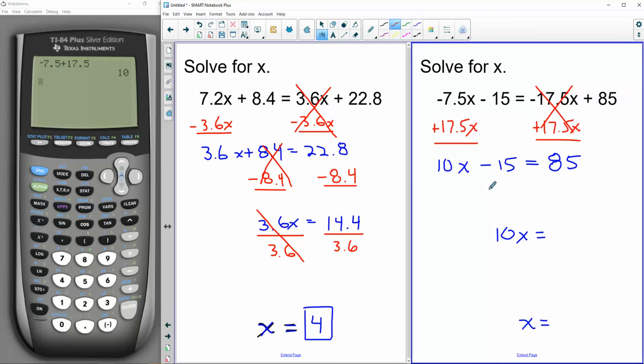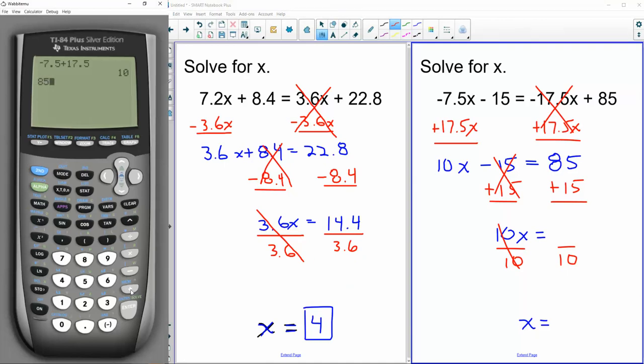All right, so how am I going to get the 10x by itself? I'm going to add 15 to both sides to get rid of that 15. How am I going to get rid of that 10? I'm going to divide by 10. And if I do it on the left, I also have to do it on the right. Okay, so that's my plan. Why add 15? Because negative 15 plus 15 is 0. Why divide by 10? Because 10 divided by 10 is 1. All right, so let's go. 85 plus 15 is 100. And 100 divided by 10 is 10.